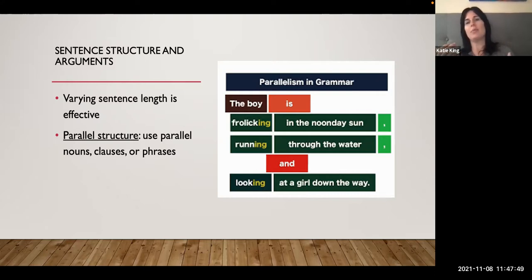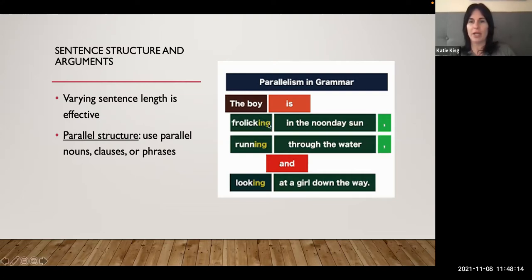Now let's break this up. We have our subject, which is the boy. We have our verb, is. Then we have a parallel structure of three gerundive phrases. Putting -ing on a verb makes it a gerund. It gives it noun-like qualities.